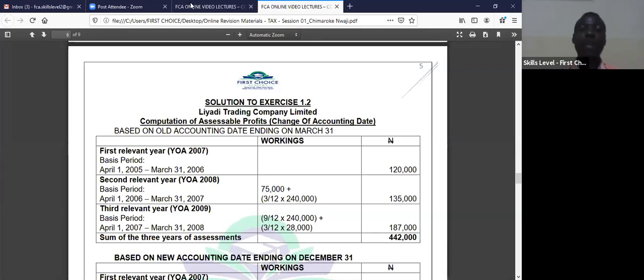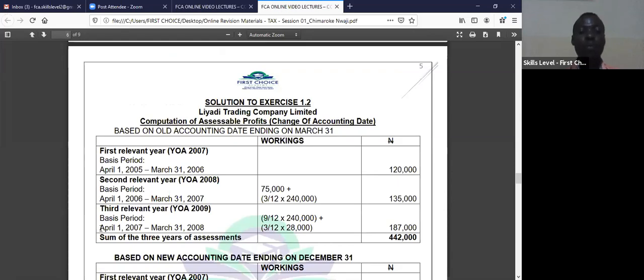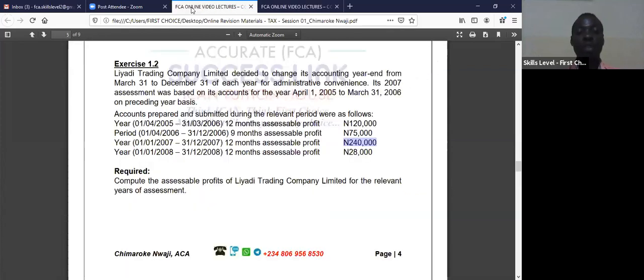Now you go to the 3rd year. What do you do in the 3rd year? The 3rd year is supposed to start from where? April 1. So you ask, where can I get April 1, 2007? Look at 2007 accounts. It starts from January 1 and ends in December. So that means April must be inside here. So from April to December is 9 months. So you are taking 9 months out of this 240. That's what it means here.